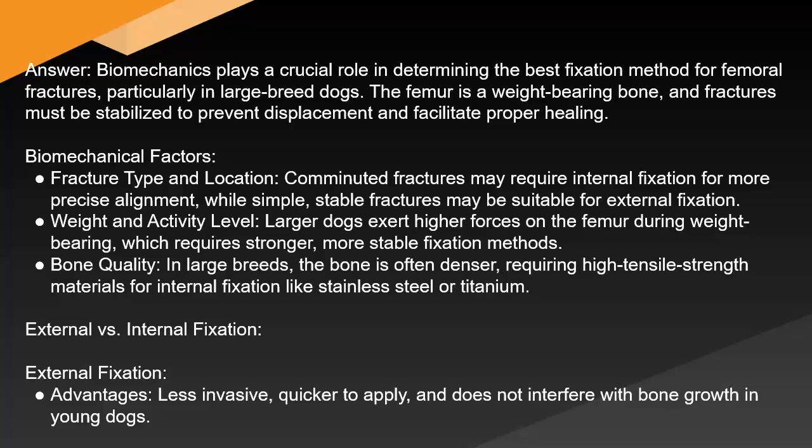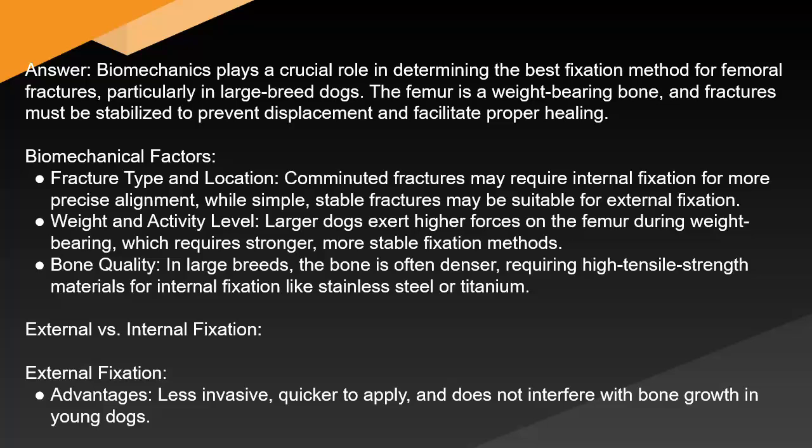Biomechanical factors. Fracture type and location. Comminuted fractures may require internal fixation for more precise alignment, while simple, stable fractures may be suitable for external fixation. Weight and activity level. Larger dogs exert higher forces on the femur during weight bearing, which requires stronger, more stable fixation methods. Bone quality. In large breeds, the bone is often denser, requiring high tensile strength materials for internal fixation like stainless steel or titanium.